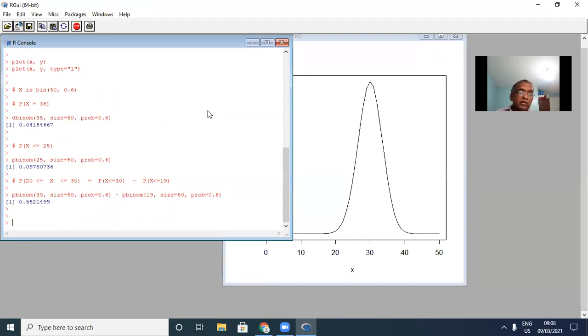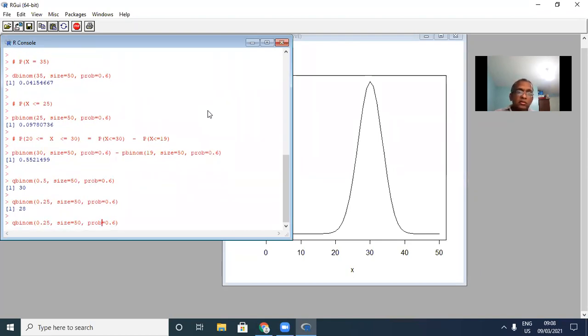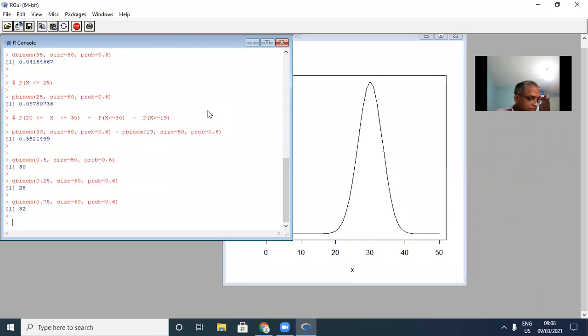Now, suppose you want to find the quantile of a binomial distribution. You use the command qbinom. So suppose you want to find the median, which corresponds to the 50th percentile, with size equal to 50 and probability equal to 0.6. So this is the median. And suppose you want to find the first quartile, which corresponds to the 25th percentile, it is this. Suppose you want to find the third quartile, which is the 75th percentile, it is this.